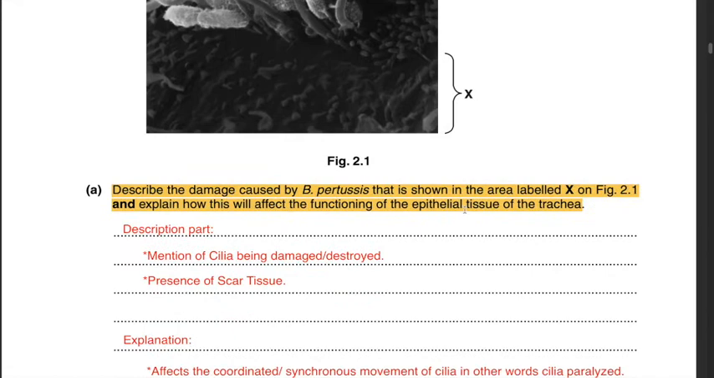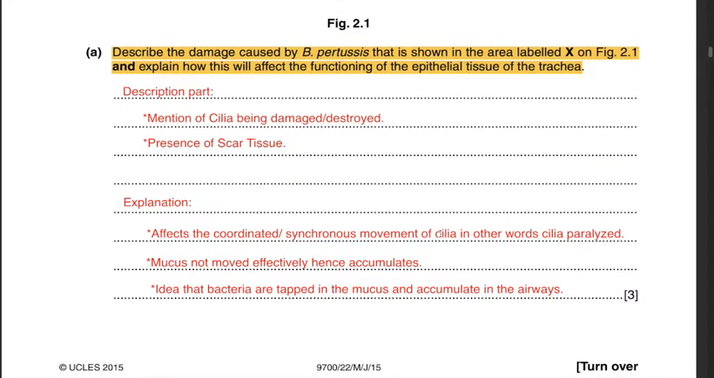And for the explanation part, how does this affect the functioning of the epithelial tissue of the trachea? Well, if the cilia are damaged or destroyed, it affects the coordinated or synchronous movement of cilia. In other words, the cilia are paralyzed. If the cilia are paralyzed, then there is no synchronous movement, that is, the cilia being able to move from left to right. Since the cilia are not able to move in a coordinated manner, the mucus will not be moved effectively. Hence, it will cause the mucus to accumulate. Therefore, you could also mention the bacteria being trapped in the mucus and accumulating in the airways. And that is how it affects the functioning of the epithelial tissue of the trachea.